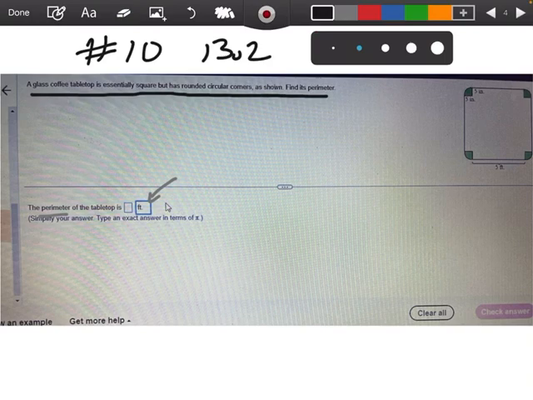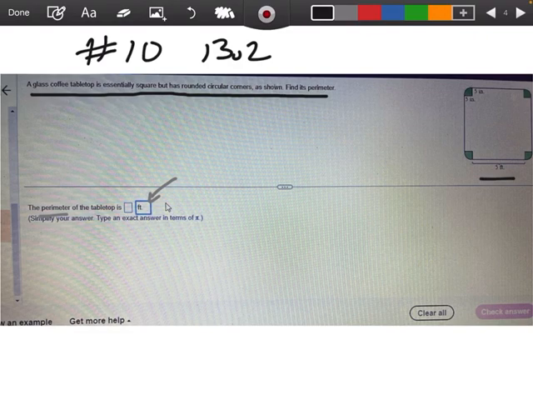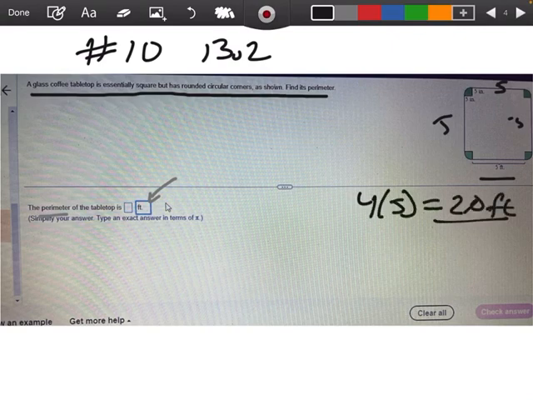So let's see if we can find the perimeter. Well, we know that each of these sides is 5 feet. So that's going to be 5, 5, 5, and 5. We're going to have 4 times 5, so we already know we have 20 feet. That's probably the easy part. Let's see if we can figure out this piece right here.